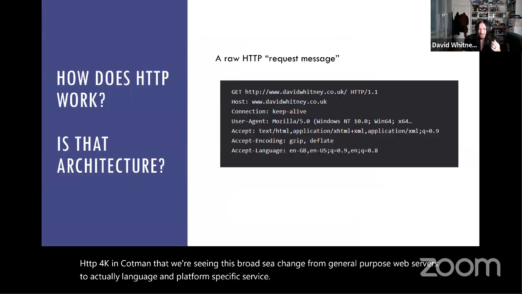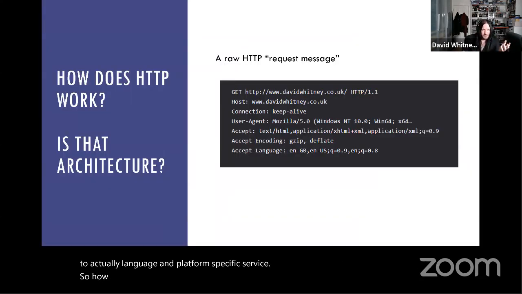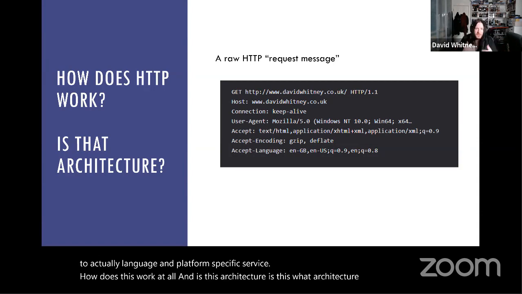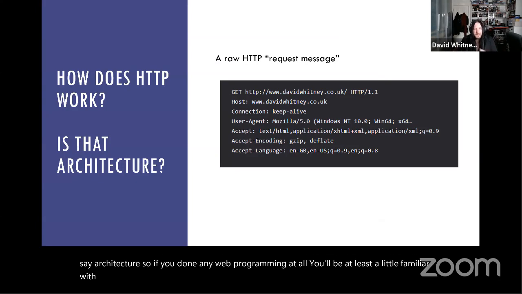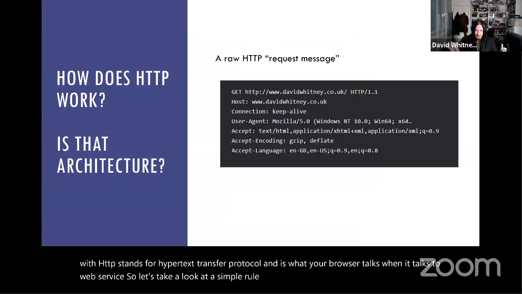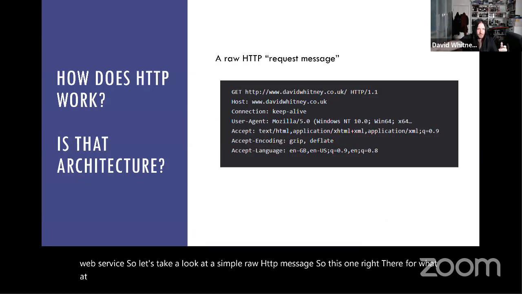So how does this work at all? And is this architecture? Is this what architecture means when people say architecture? So if you've done any web programming at all, you'll be at least a little familiar with HTTP. It stands for the Hypertext Transfer Protocol, and it's what your browser talks when it talks to web servers. So let's take a look at a simple raw HTTP message. So there's one right there for what at least was my website when I took that screenshot last week.